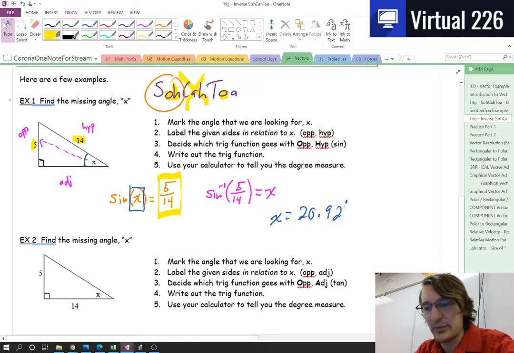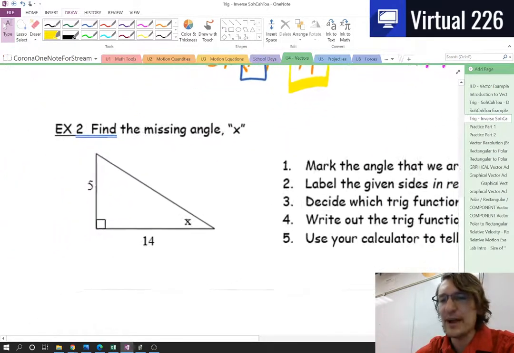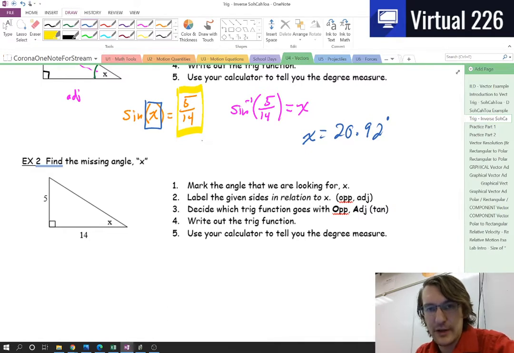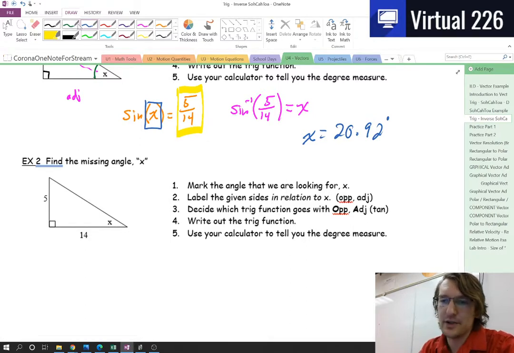So for our second example here, try this out. Find this missing angle x, mark the angle, label your sides, and then see what you're given here. Pick a sine, cosine, or tangent, and try to figure out what that value of x is, okay? So once again, you've got to pause the video. Why aren't you pausing yet? Seriously, try this out.